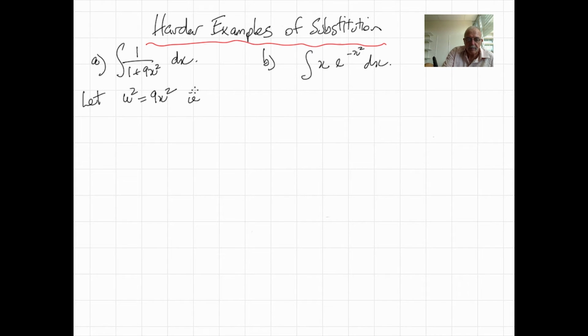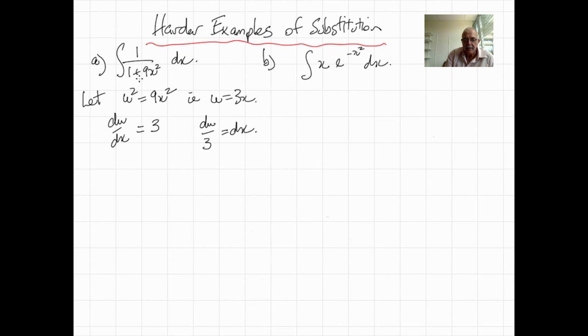In other words, we're going to let u equals 3x, and that way u squared will be 9x squared, and that will get me an easier integration to do. So that's our substitution. The next step is to find du/dx, which is equal to 3. And we make dx the subject, so we just switch these two around, so we get du over 3 equals dx.